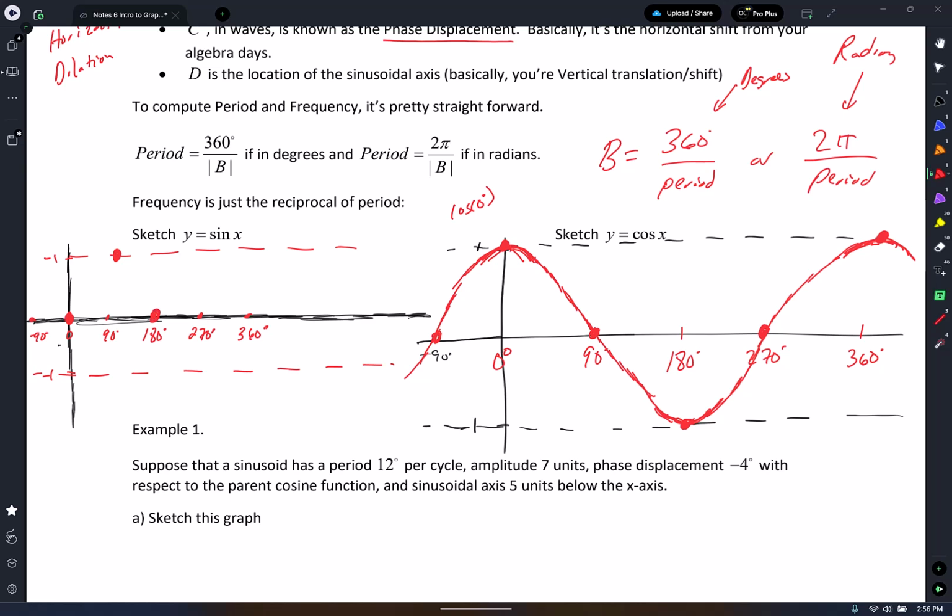What's sine of 270? -1. Come on, guys. There's more than one of you. What is sine of 360? 0. And one more. Sine of -90. That's like sine of 270. So -1. Do you guys see those dots?